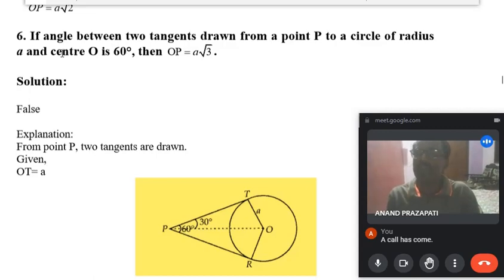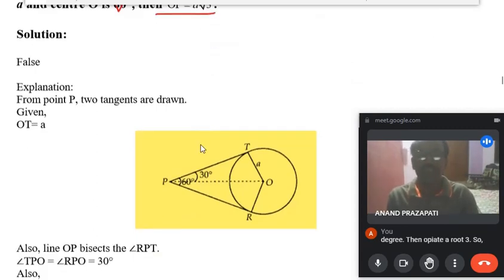Once again I read the question. If the angle between two tangents drawn from a point P to a circle of radius A and center O is 60 degrees, then OP is A root 3. So this is the relevant figure of the given question.